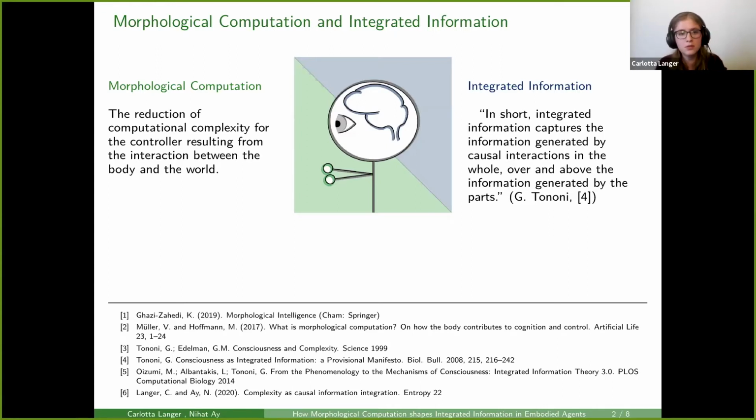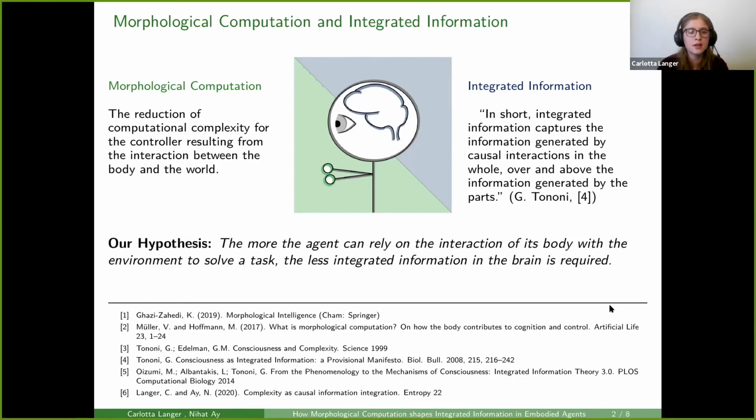So now we have these two perspectives, morphological computation on the outside and integrated information on the inside, but these two are still part of the same system of the embodied agent, and therefore it makes sense to look at them in a unified framework and to assume that both of these concepts influence each other. And therefore, our hypothesis is that the more the agent can rely on the interaction of its body with the environment to solve a task, so the more morphological computation we have, the less integrated information in the brain is required. In order to analyze this further, we will first formalize our setting here.